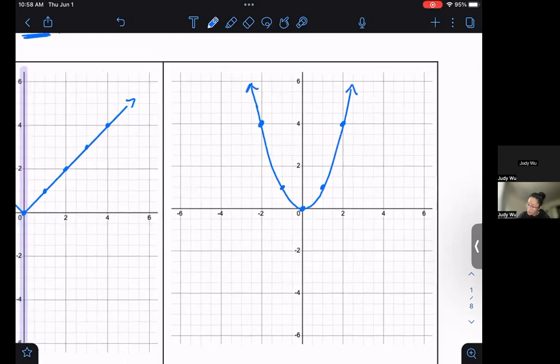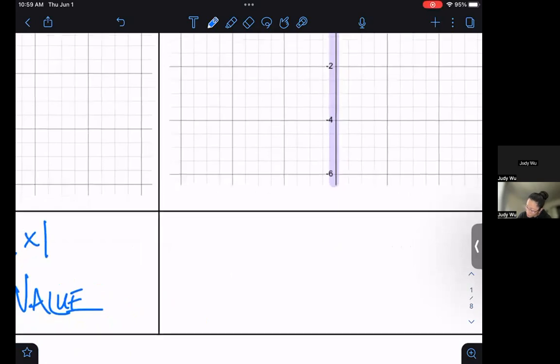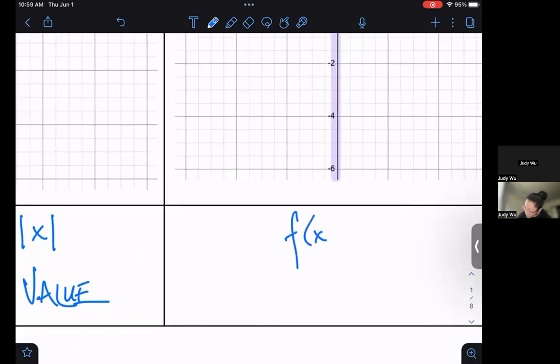Okay. So now if we look at these side by side, we can see that both pictures actually, when we fold them over this line in the middle, the two sides match. Okay. Now the V-shaped one we said was the absolute value. The U-shaped one, we can actually write as f of x equals x squared. All right, and we call this one a quadratic.